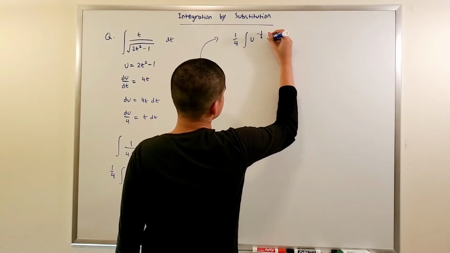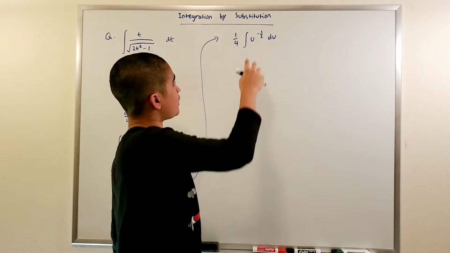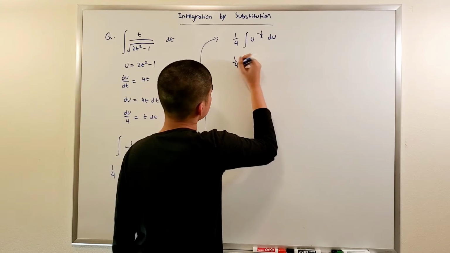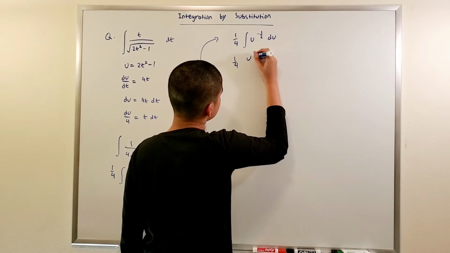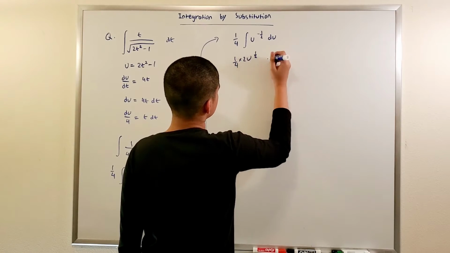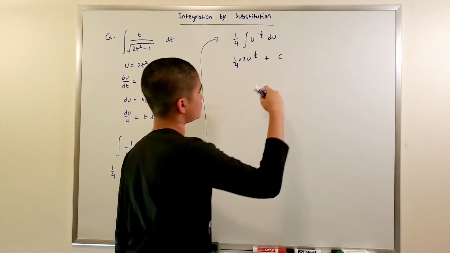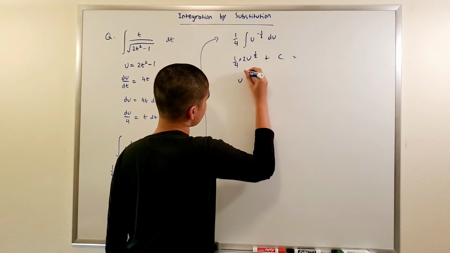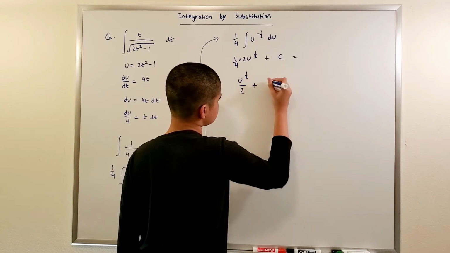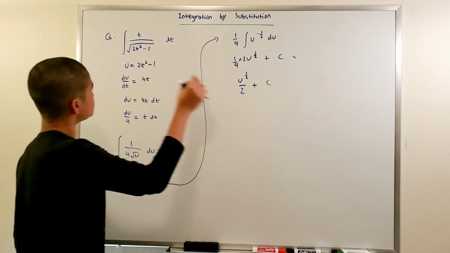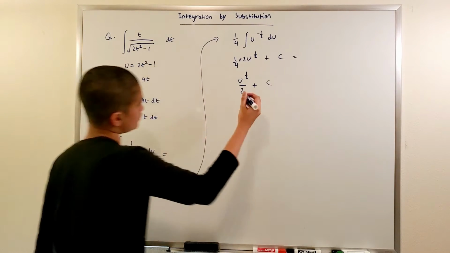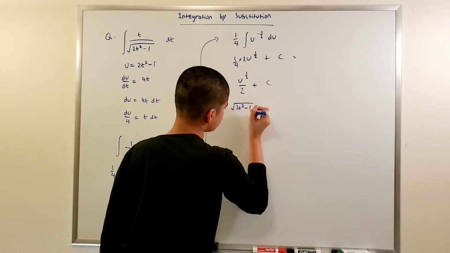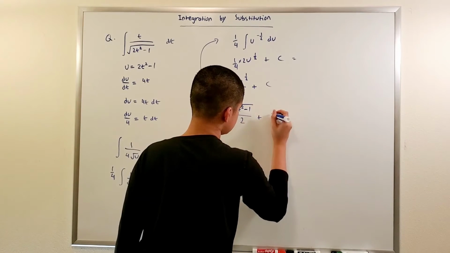So this is equal to 1 over 4 times this integral of u to the power of minus half du. Using the power rule, we get that the integral of this is equal to u to the power of half times 2 plus c. Simplifying, we can write this as u to the power of half over 2 plus c. Substituting u back, we get that our final answer is the square root of 2t squared minus 1 over 2 plus c.